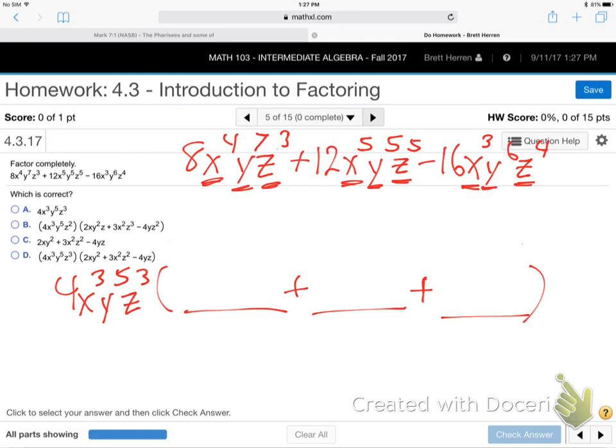And so 4 times what? 2. And then powers add. So I need x to the 1, or just x, y to the second, and that's it. I don't need any z's. That will multiply and go back to that term, won't it? Everybody good so far? Right? Out front numbers multiply, powers add.